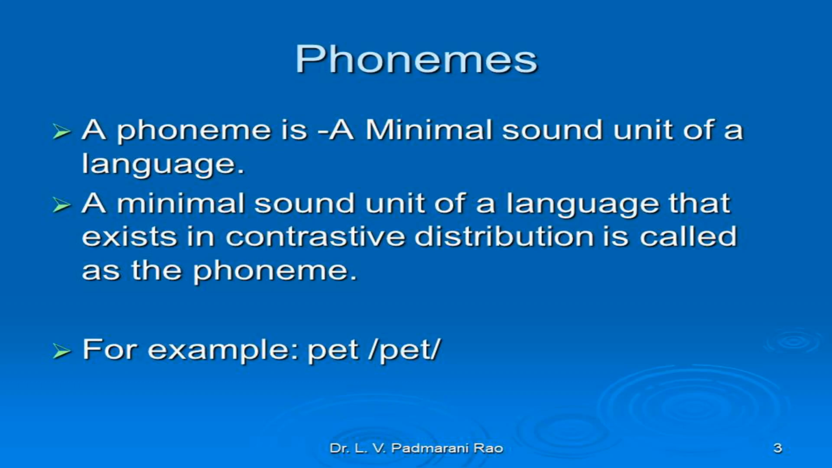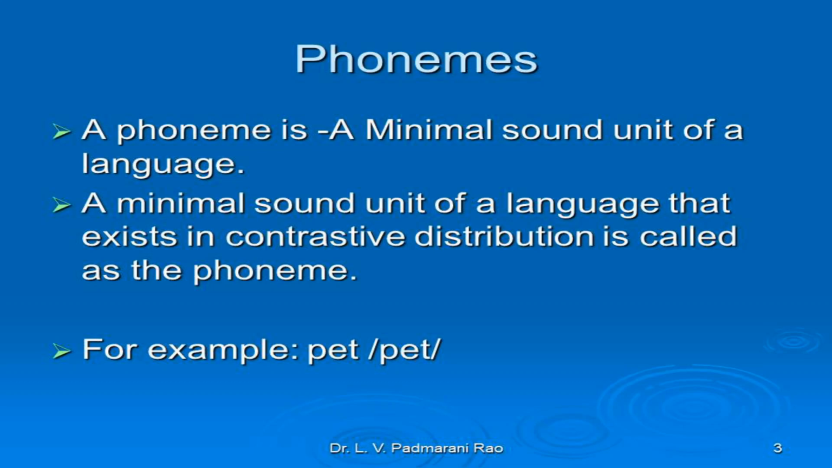A phoneme is a minimal sound unit of a language. Of the infinite number of speech sounds that the human speech mechanism can produce, every language selects a few sounds which together form the sound system of that language. A minimal sound unit of a language that exists in contrastive distribution is called a phoneme. Let us understand this definition word by word. A minimal sound unit of a language means that it cannot be divided further.